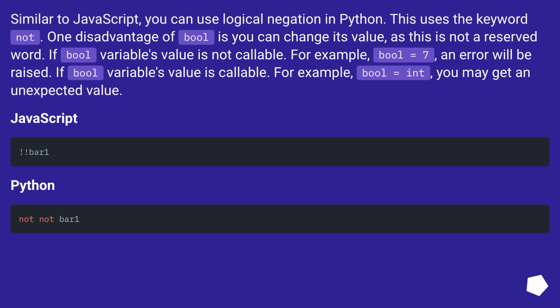Similar to JavaScript, you can use logical negation in Python. This uses the keyword not. One disadvantage of bool is you can change its value, as this is not a reserved word. If bool variable's value is not callable, for example, bool equals 7, an error will be raised. If bool variable's value is callable, for example, bool equals int, you may get an unexpected value.